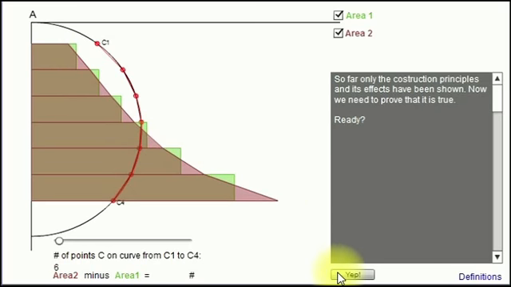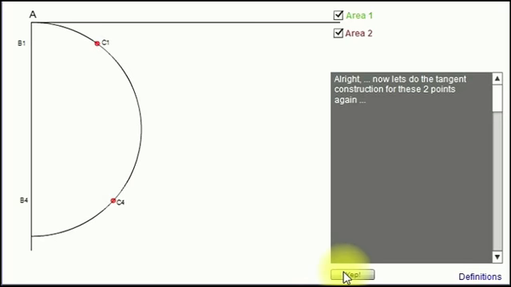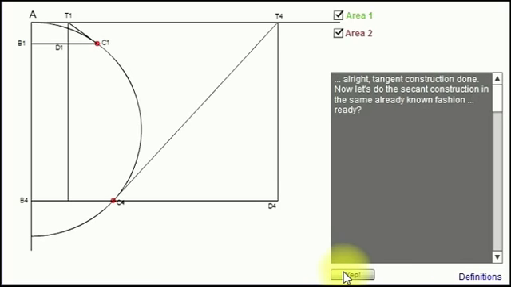So we place points C1 and C4, and we make our little tangent-based construction. The tangent of each point intersects the conjugate axis, a vertical dropping from there, which again intersects the ordinate of the appropriate point, and this intersection would be called D, with the appropriate numbering based on the originating point. The same we do for the secant construction.